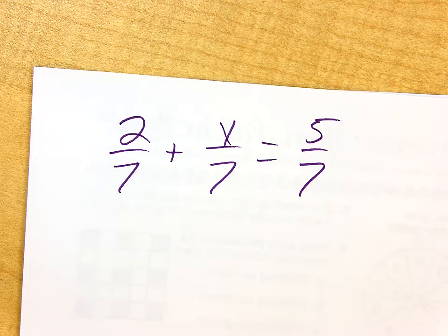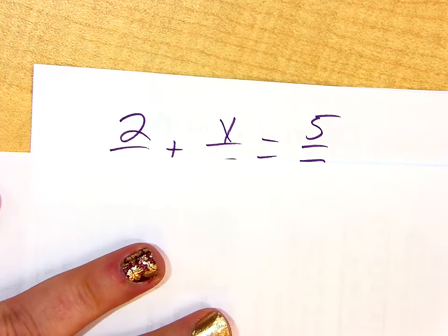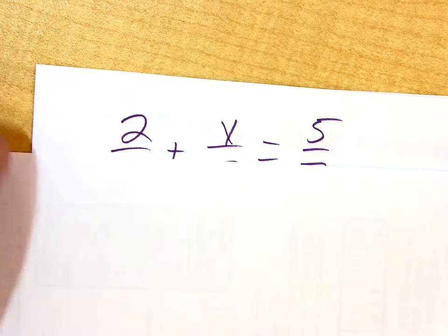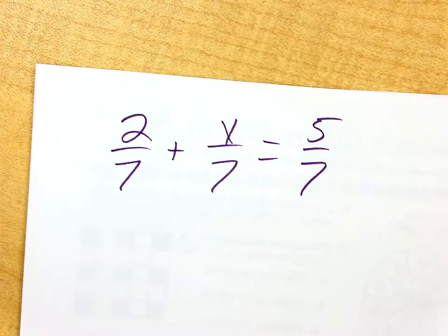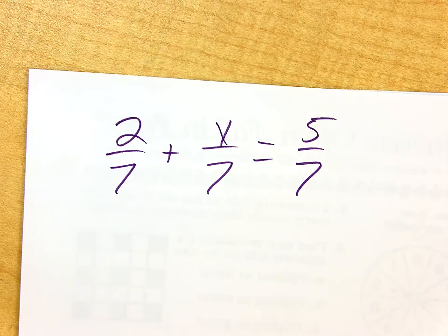Does everybody agree? Does this answer change at all if I didn't even have them as a fraction, if it was just 2 plus x equals 5? Isn't my answer still 3? So that's basically what we're going to do here. As long as all of my denominators are the same, you get to ignore them, because it's not going to change the answer for the numerator.